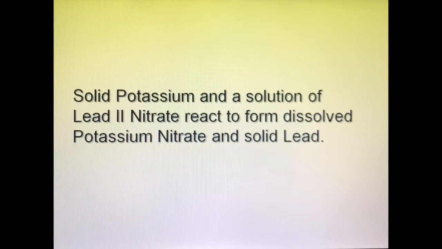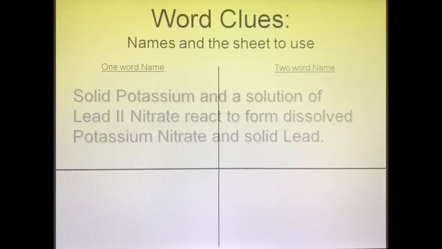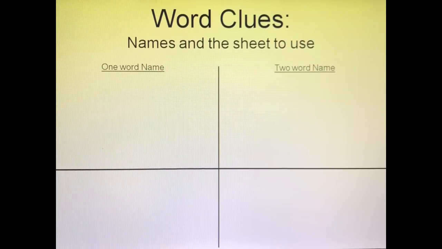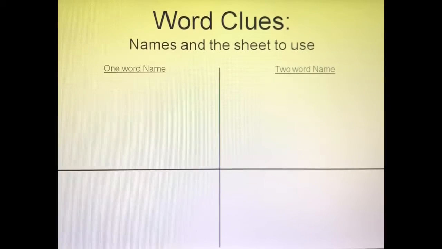For example, this reaction involves solid potassium and a solution of lead 2 nitrate reacting to form the product of a dissolved potassium nitrate solution and solid lead. We can turn the names of things from the reaction into formulas by looking at some clues of information that are provided in each of the names. One of the first things that you can look for is the length of the name and whether it's a one-worded name or a two-worded name, and what that means about each of the objects.